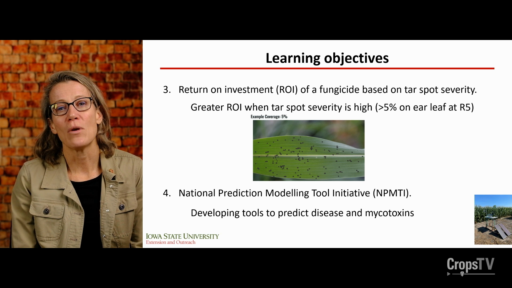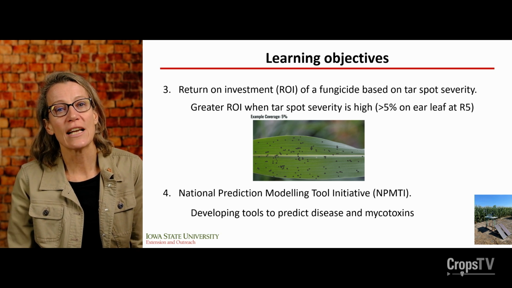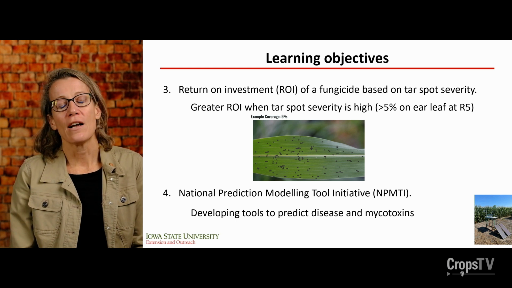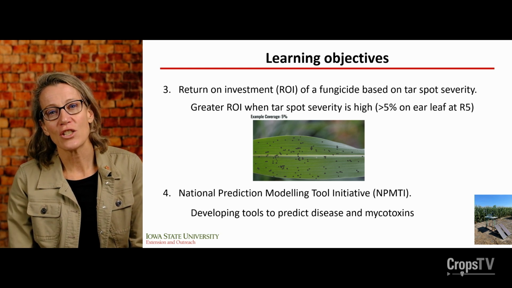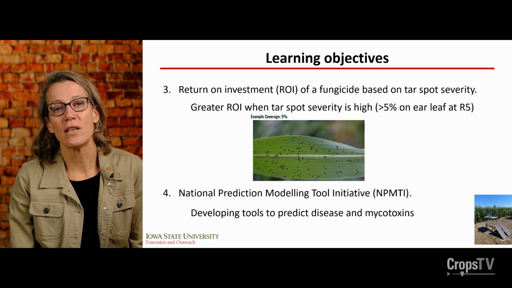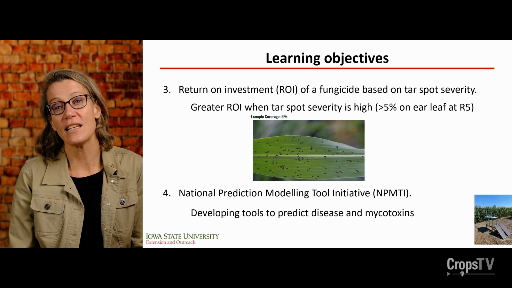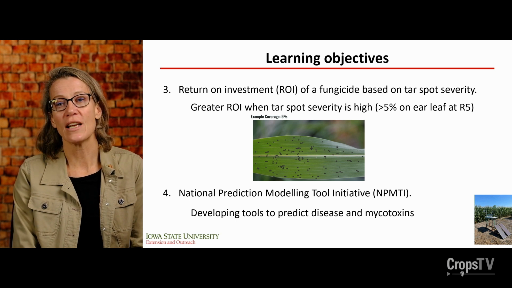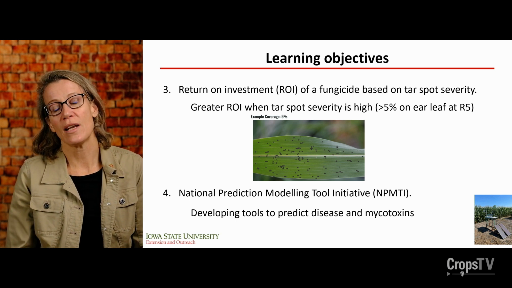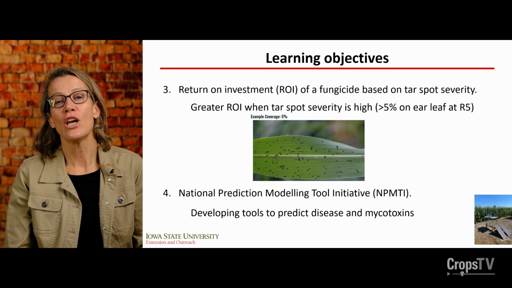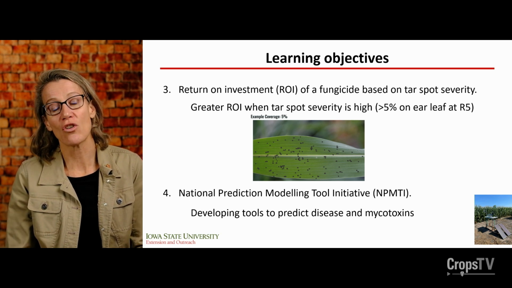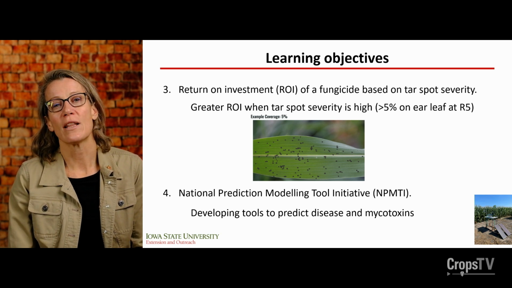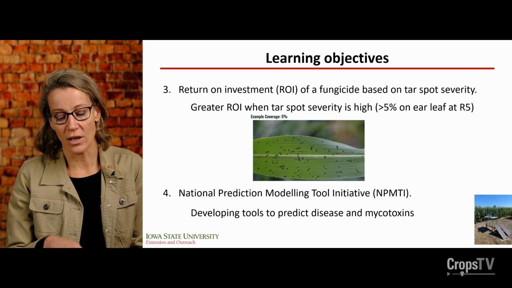And then lastly, I introduced you to the National Prediction Modeling Tool Initiative, which is an initiative funded by the Senate Appropriations Committee, in which we're developing tools to predict disease and mycotoxins in corn and cotton and wheat. And the hope is, as we get more money, to expand that initiative to other crops, including soybeans, which would be our next field crop that we want to target.